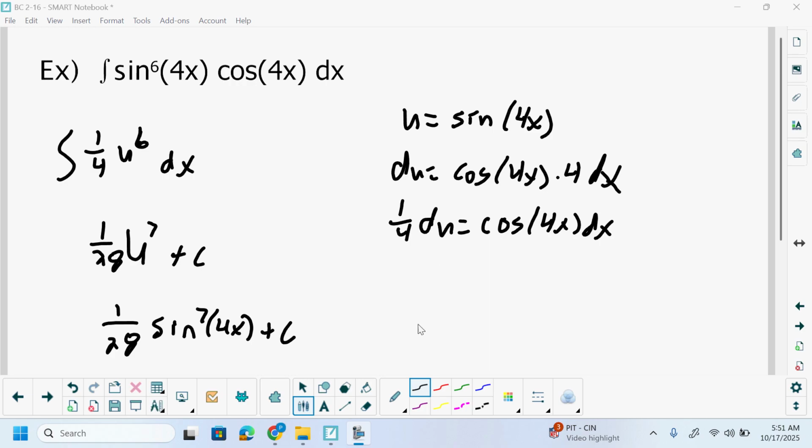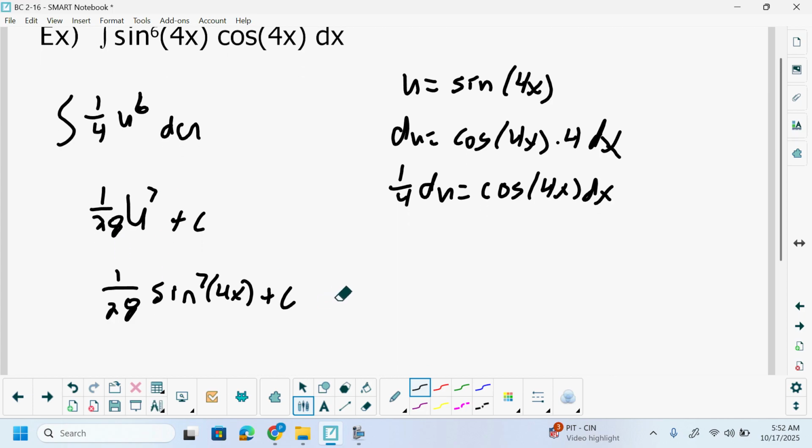Oh, I got a little error there. That should be du right here. And then we got u to the 6th for the sine to the 6th. Exponent goes up 1 to 7. Divide out front by 7. You get 1/28 sine to the 7, 4x plus c.